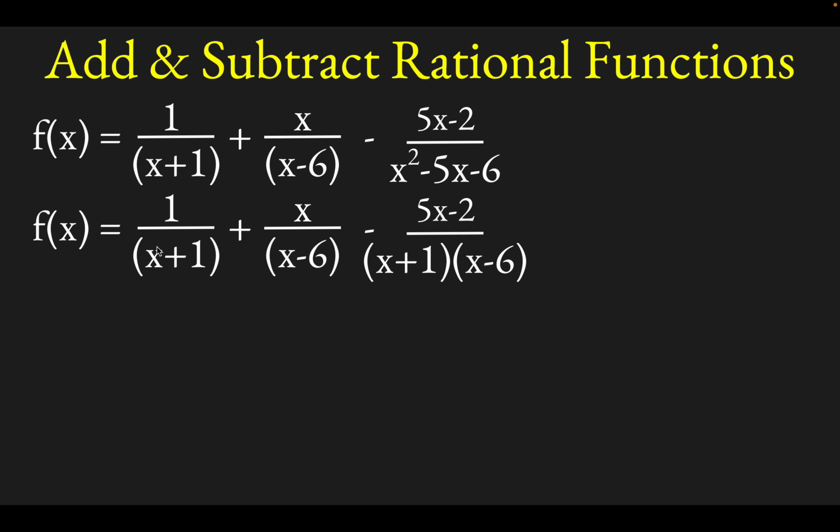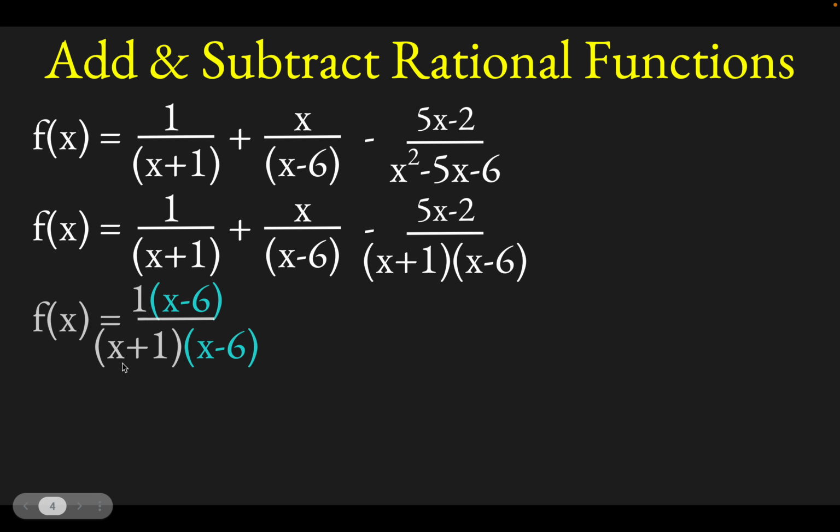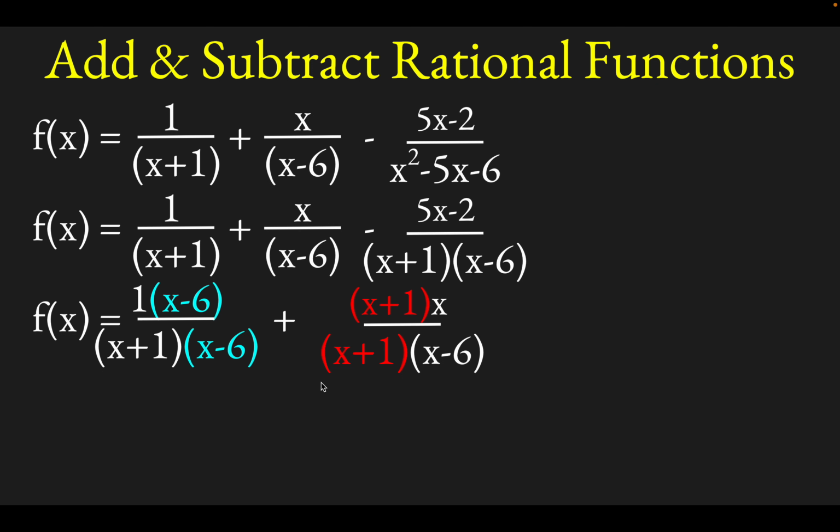If we go term by term, the first term is lacking x minus 6 in the denominator, so we'll multiply numerator and denominator by x minus 6. That's just like multiplying by 1, which won't change the first term. The second term is lacking x plus 1, so we'll multiply by x plus 1 over x plus 1, again the goal being to get this common denominator. And x plus 1 over x plus 1 is just 1, so that won't change the second term. The third term already has this denominator, so we don't have to mess with it.